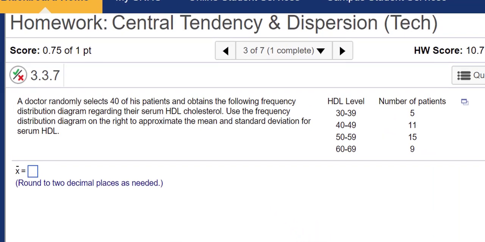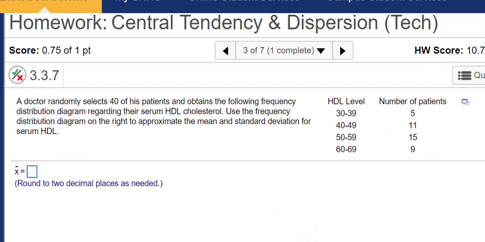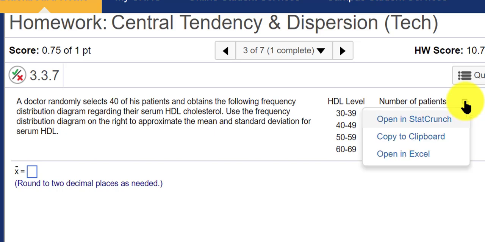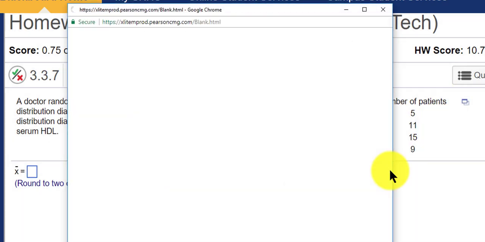In this video, we use a frequency distribution diagram to approximate the mean and standard deviation. Okay, so we can do this problem two ways. We could do it by hand, or we can use StatCrunch to do some of the heavy lifting. And in many of the problems where you see this little table button, this will copy our data into StatCrunch. So I'm going to click this button, open in StatCrunch.